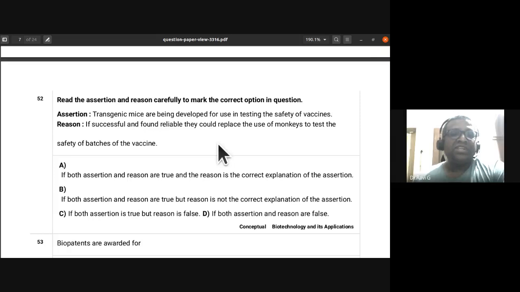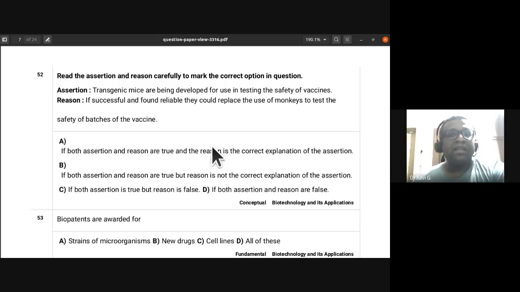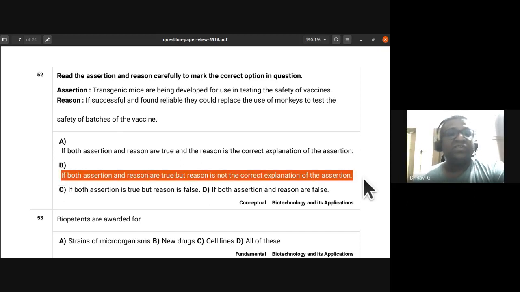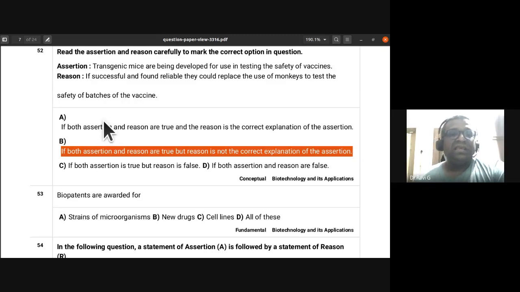52nd, read the assertion and reason carefully to mark the correct option. The assertion is transgenic mice are being developed for use in testing the safety of vaccines. Reason, if successful and found reliable, they could replace the use of monkeys to test the safety of batches of this vaccine. So the 52nd, B is the right answer. Both assertion and reason are true, but reason is not the correct explanation of the assertion. So B is the right answer, 52nd.